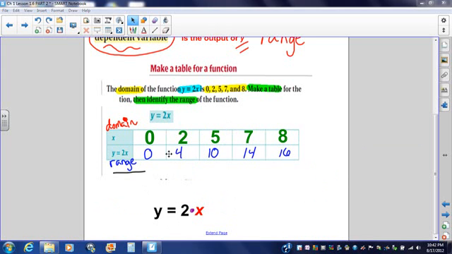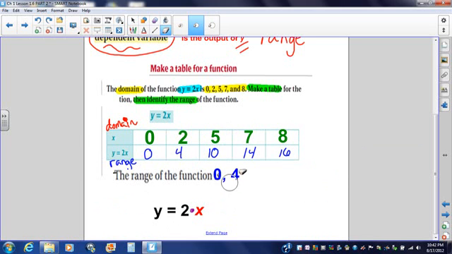Now that you've finished completing the table, you should have 2 times 7 is 14, and 2 times 8 is 16. So I've made a table. The last thing it asks me to do is to identify the range. Well, that's easy. My range are the values for the y. The yak grazes on the range. So on your paper, if you would, please write down that the range is 0, 4, 10, 14, and 16. Your range are the numbers for y.